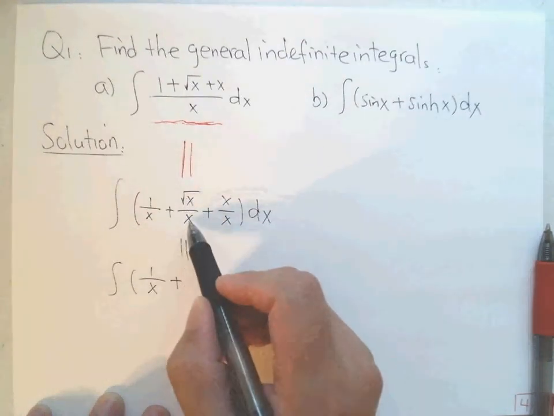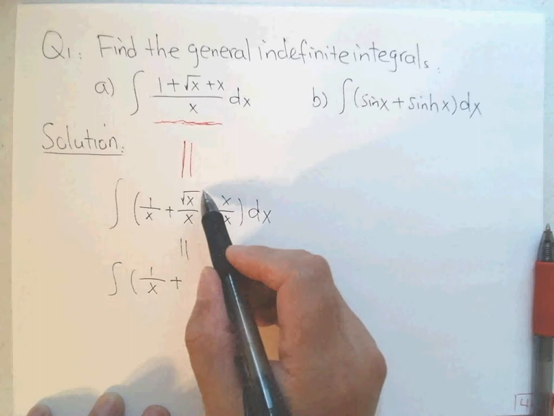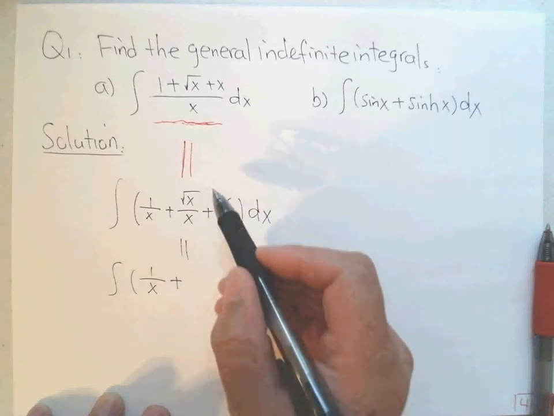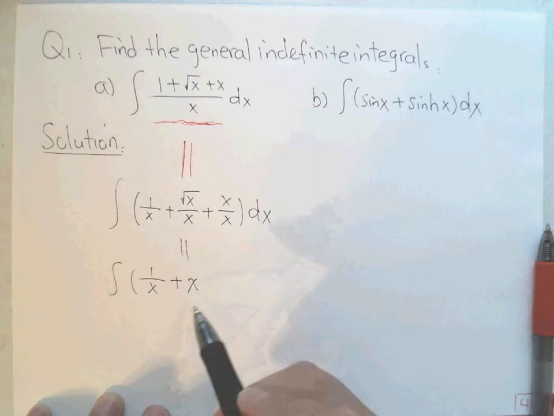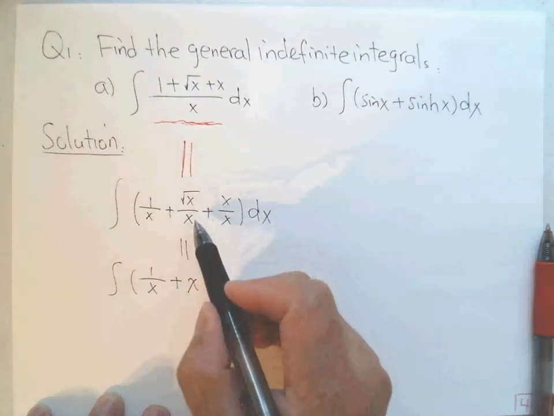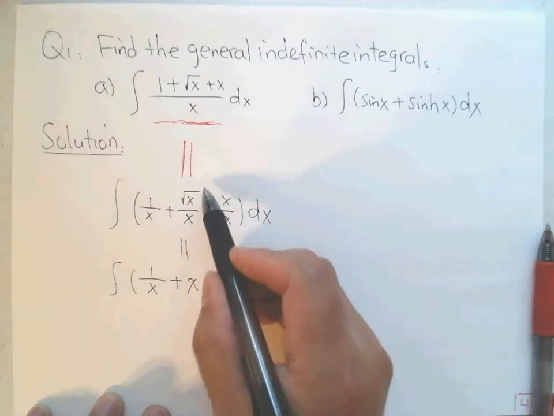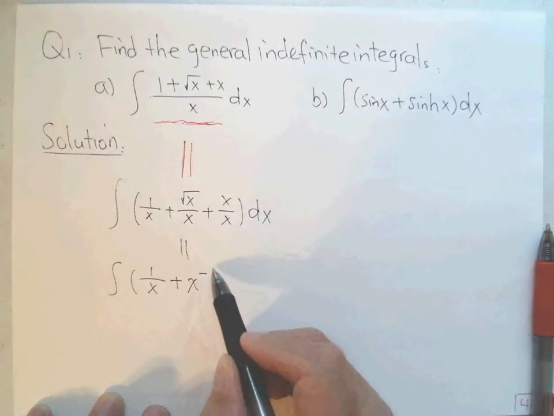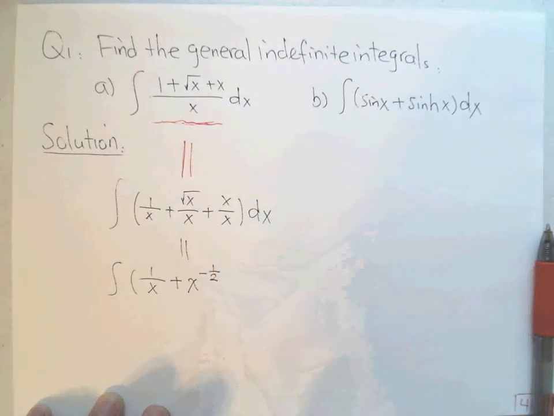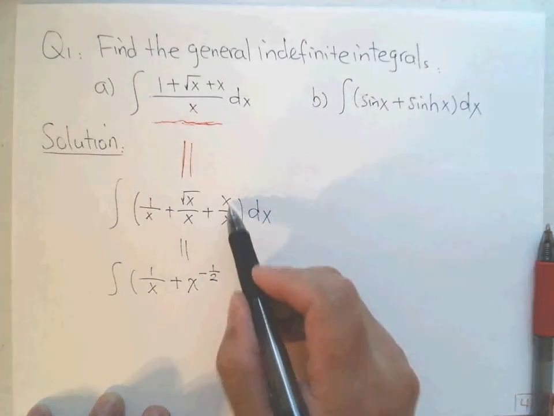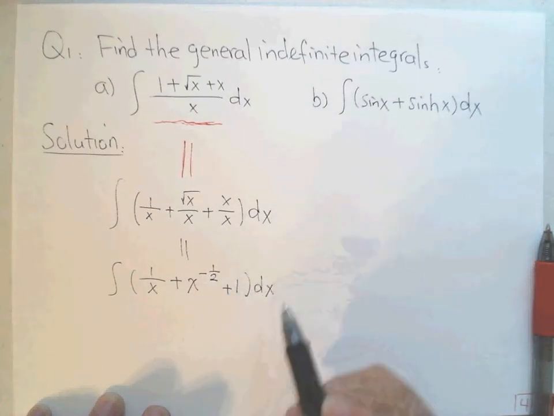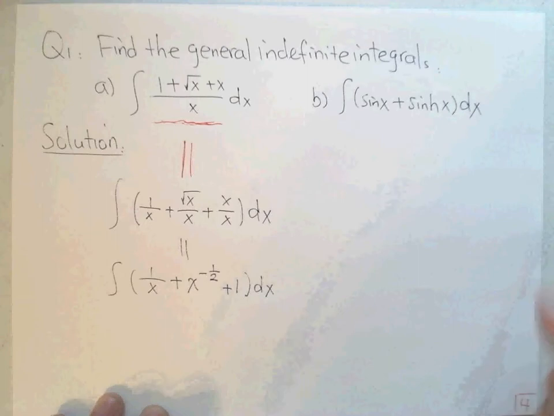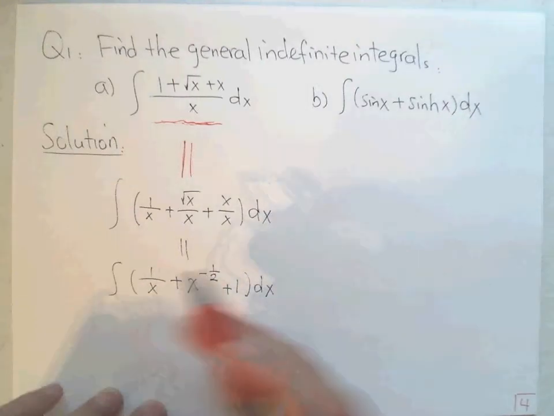We're going to get a square root of x in the bottom. Square root of x is the 1/2 power, right? So it's better to write it as a power. This is a 1/2. 1/2 minus 1 is negative 1/2. I think you know this. And then this is a 1, and then dx.